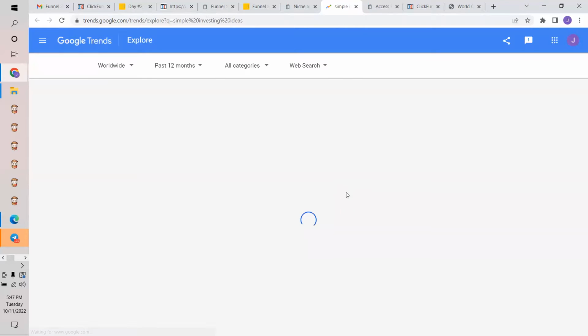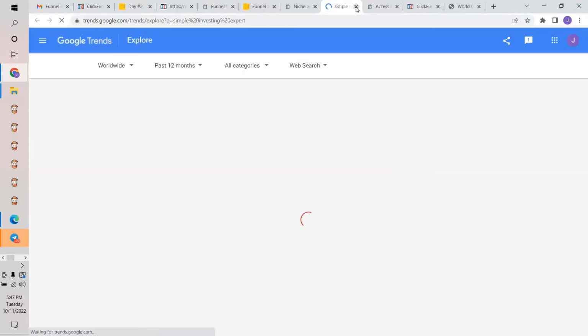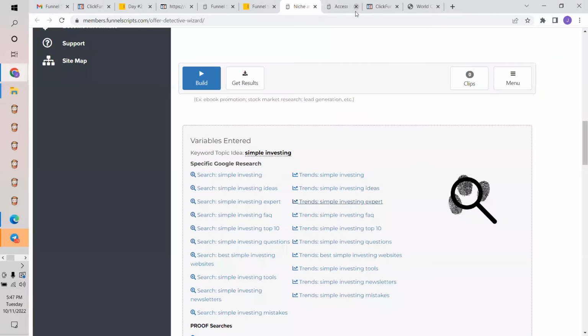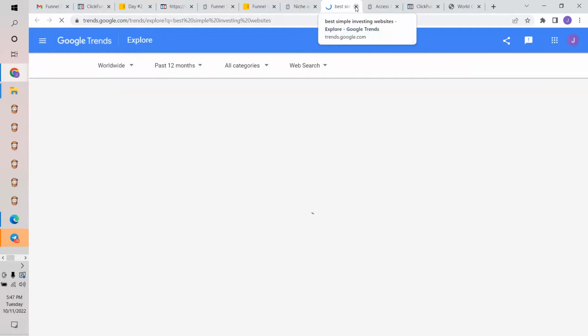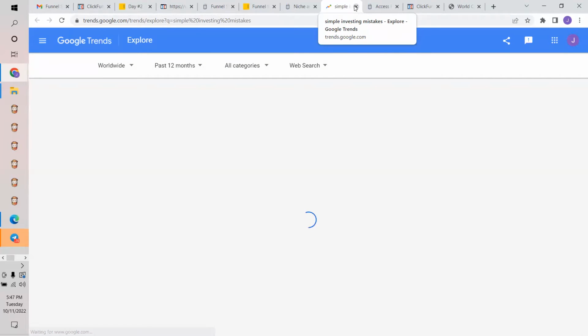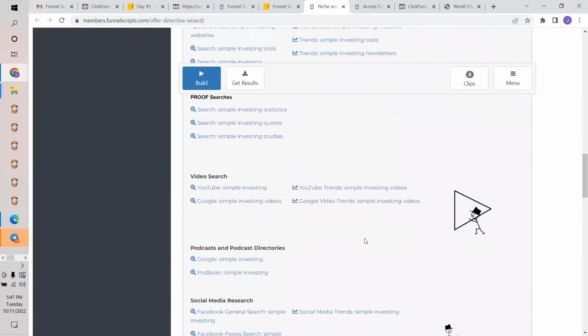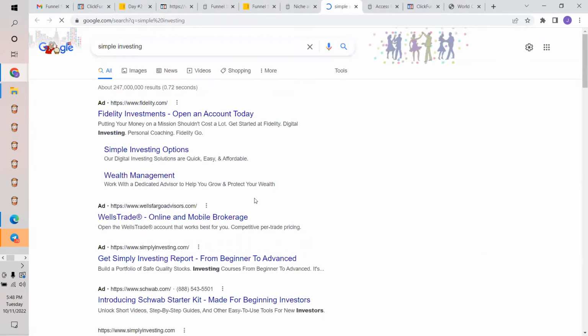All right, what else can we take a look at right here? Simple investing ideas. Okay, that's nothing we can really use. Simple investing expert. Nope. Simple investing questions. Nope. Best simple investing websites. Nothing here. So simple investing is definitely getting us somewhere. Looks like there's not an update there either. So, okay, no problem. Let's go to simple investing and just do a Google search right here.